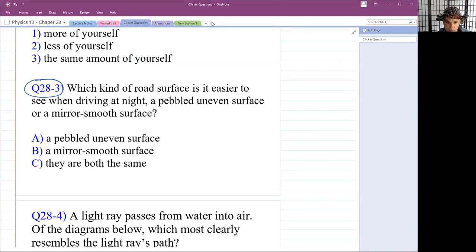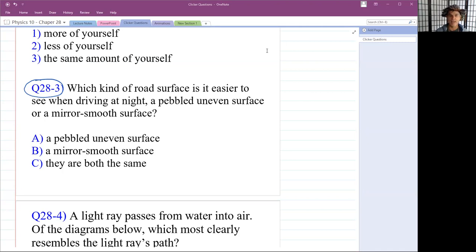And let me see if we can do this as a poll. Launch polling. All right. If you're on a computer, I've launched a poll, completely anonymous. What do you think? You're driving at night. What kind of surface would it be easier to see on, a pebbled uneven surface or a mirror smooth surface? So far, we've got 100% say A. Wouldn't it be crazy if 100% of you were wrong? All right, I'm going to stop this. Share results.